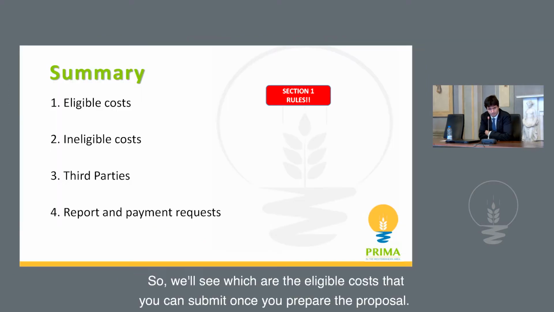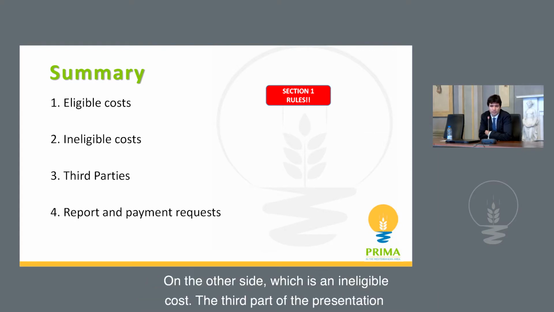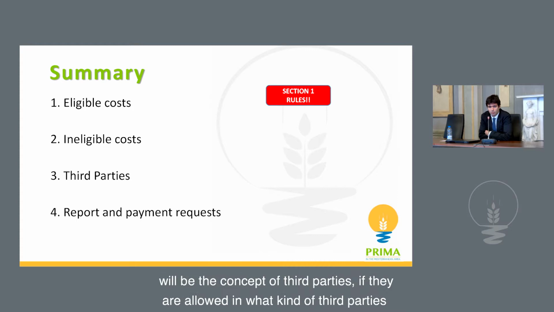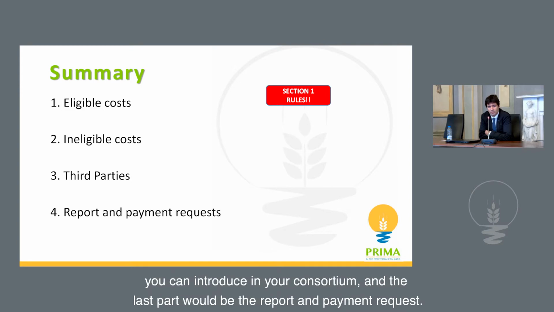Next. So we'll see which are the eligible costs that you can submit once you prepare the proposal, and which costs are not eligible. The third part of the presentation will be the concept of third parties, if they are allowed and what kind of third parties you can introduce in your consortium. And the last part will be the report and payment request.